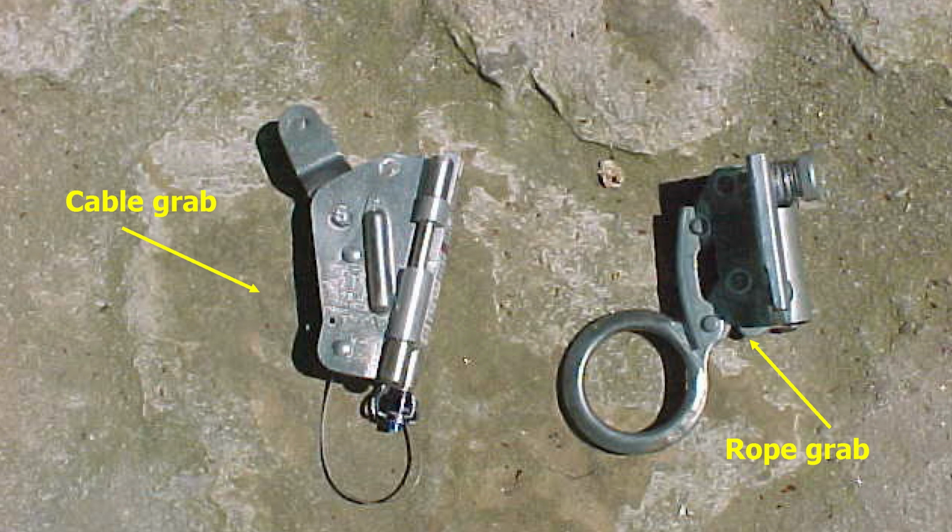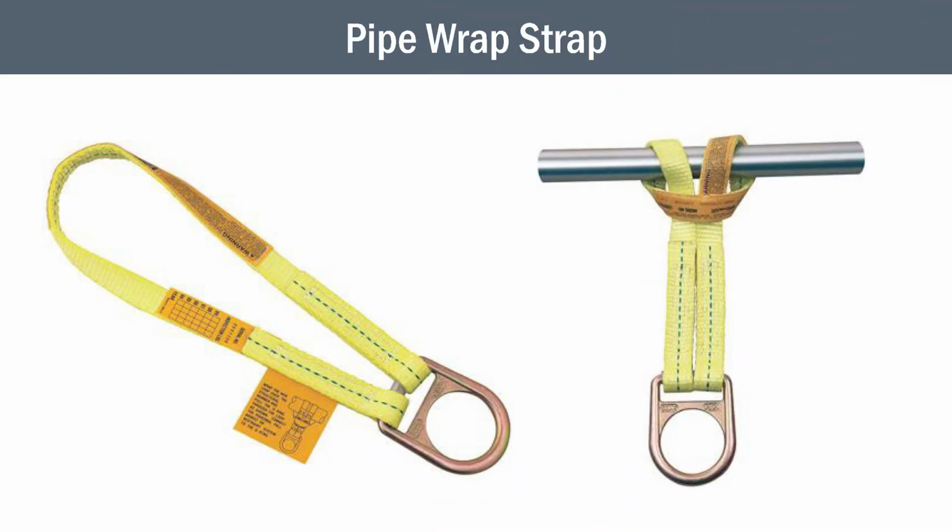Another one. Here's some other systems that we use, especially cable grabs or rope grabs, used on these tall ladders. When you have these metal ladders people crawl up on, like water tanks, things of this nature, you may see something like this. Here's another type, a pipe wrap strap.